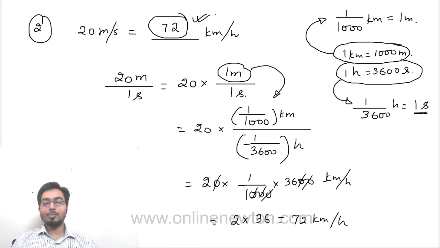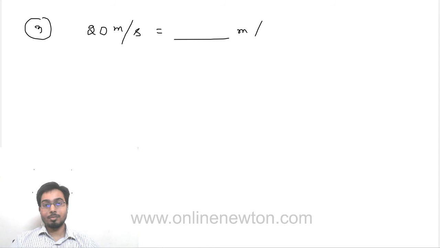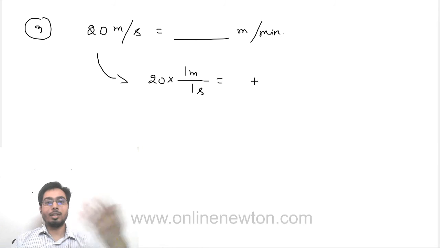Okay, it's really simple. I'll give you one more example. Let's say we have to convert, let's say the same question, 20 meters per second into meters per minute. Somebody can ask like that. So again, the same story, 20 into 1 meter by 1 second. In 1 second, it goes 1 meter and 20 times. So you can write it as 20 meters also.